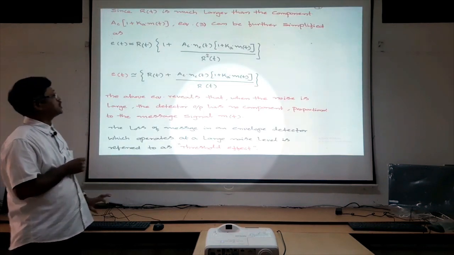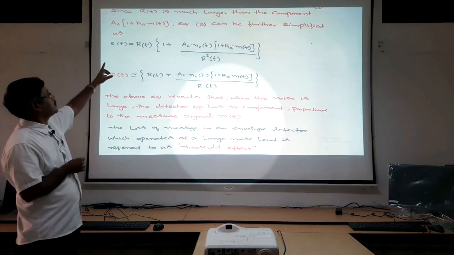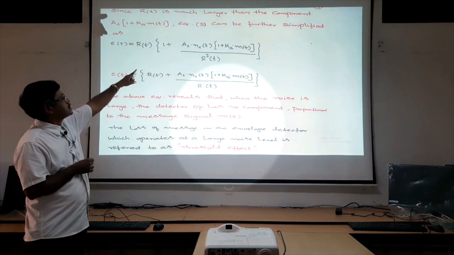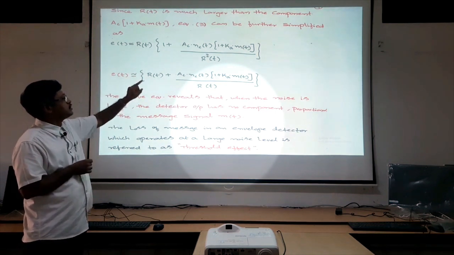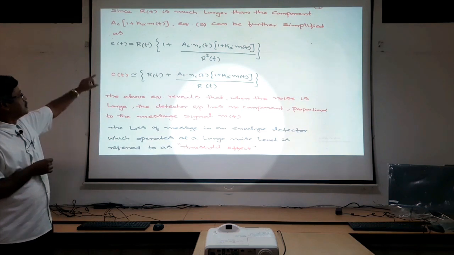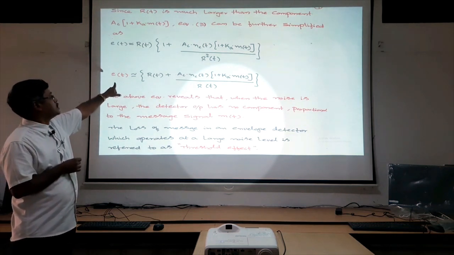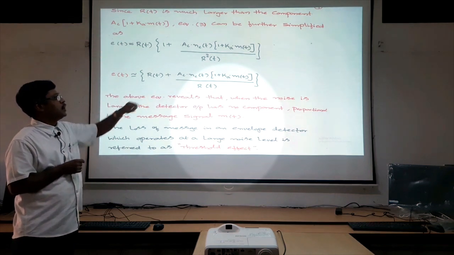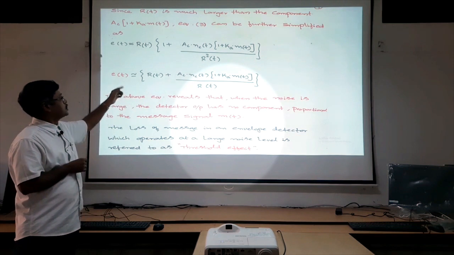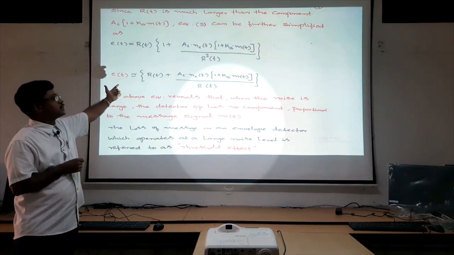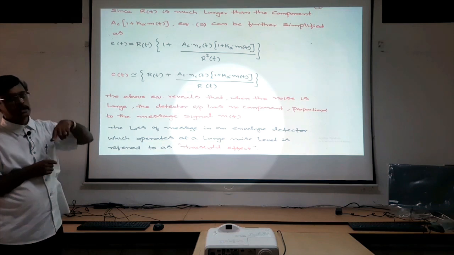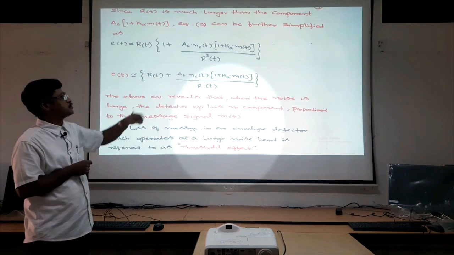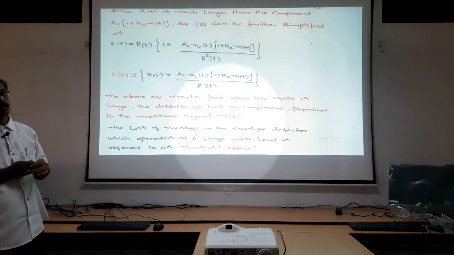Here, whenever I am taking R(t) as common factor, the envelope equals R(t) into 1 plus Ac Nc(t) into 1 plus Km(t) divided by R squared(t). Now redefine this envelope for simplification. That is, the envelope is approximately equal to R(t) plus Ac Nc(t) into 1 plus Km(t) by R(t). Now further you can simplify this envelope by considering the phasor diagram. When you focus on the phasor diagram of the amplitude modulation system, this ratio Nc(t) by R(t) can be defined in terms of the phasor diagram parameters, which involve cos theta.